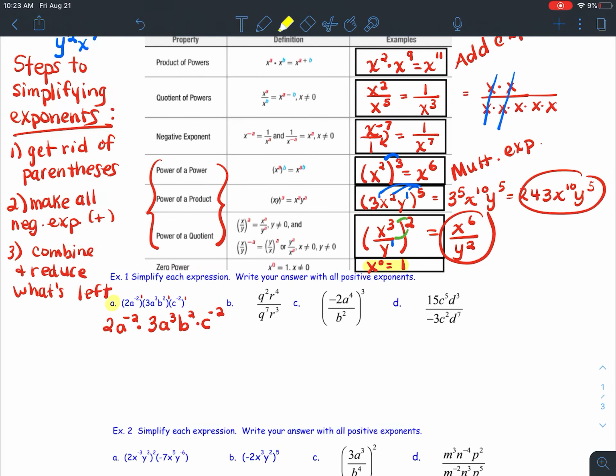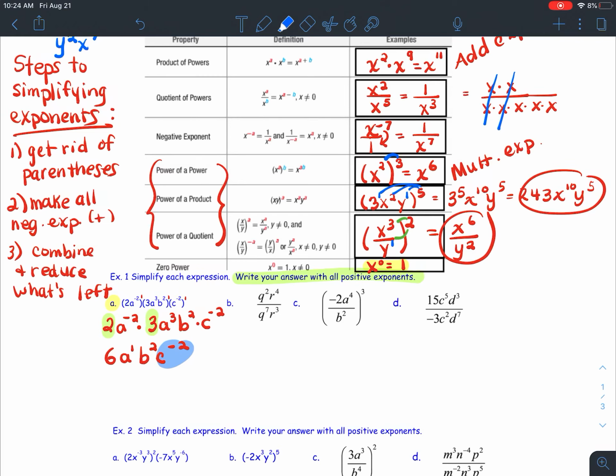Now any big numbers like this 2 and this 3, those numbers are going to get multiplied together into a 6. But the exponents on these a's, this is the situation like the first property, where I should be adding those exponents together. So I'm going to get a to the first, and then it's just b squared c to the negative 2nd. Now look at the directions here. It says we want to always make sure that we're writing our answer with positive exponents. So you'll see my second step here is we want to make all the negative exponents positive.